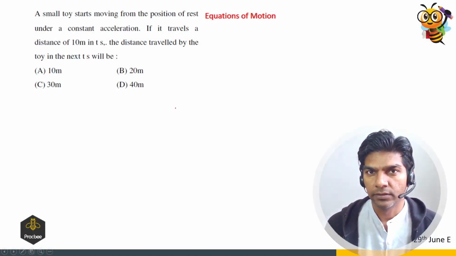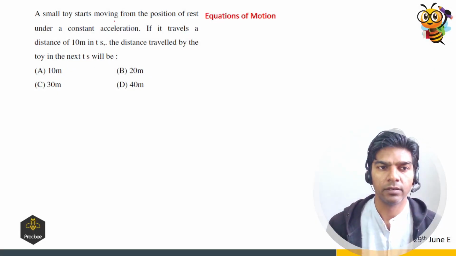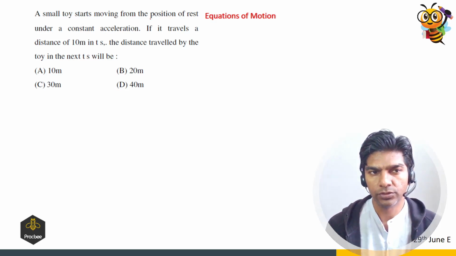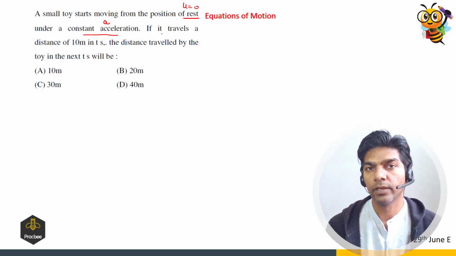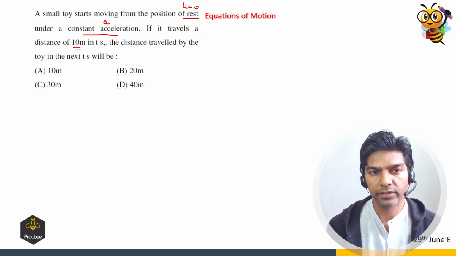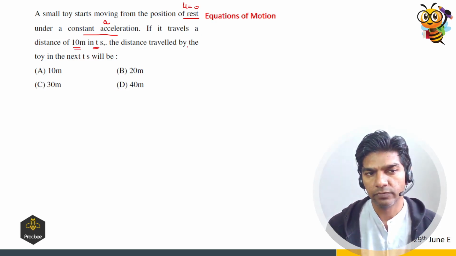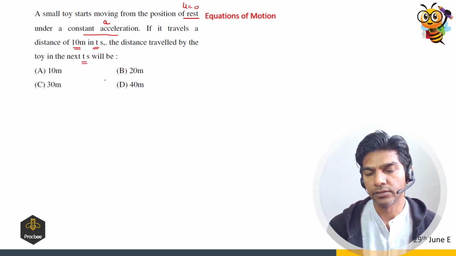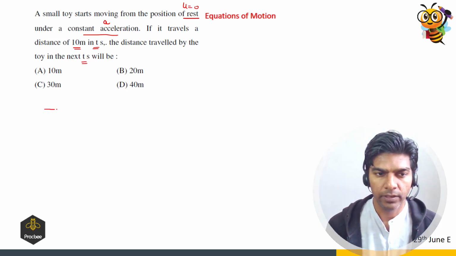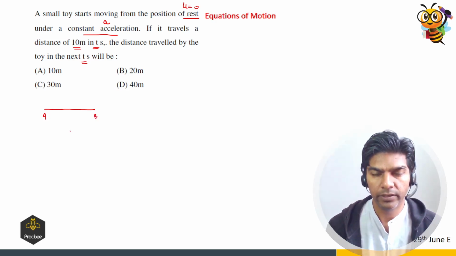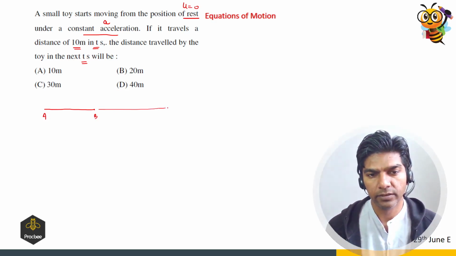Now let us see the next illustration. A small toy starts moving from the position of rest. So initial velocity is 0. Under a constant acceleration, let us say a is the acceleration. If it travels a distance of 10 meters in t seconds, find the distance traveled by the toy in the next t seconds. Okay, right. So let us say the toy covers a distance A to B in t seconds, and it covers a distance A to C in 2t seconds, right?